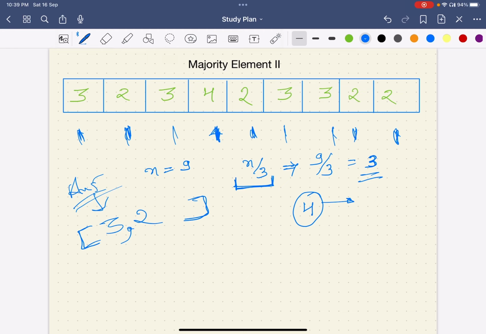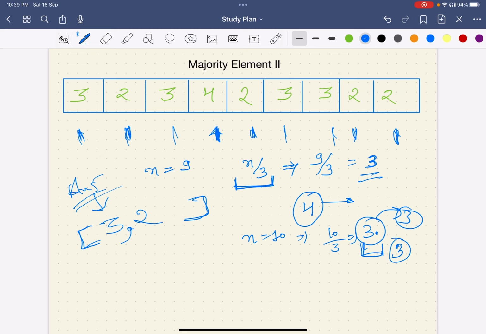So we understood the problem: we have to return majority elements which are present more than n by 3 times. Let's suppose my n is 10, then 10 by 3 is 3 point something, but we will take the floor of this, which is basically 3 only. So in that scenario also we need to figure out any element which is present more than 3 times.